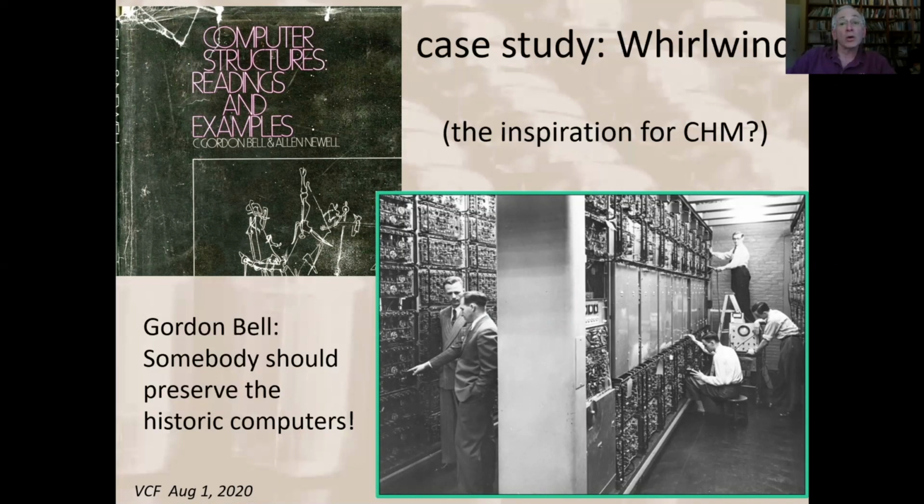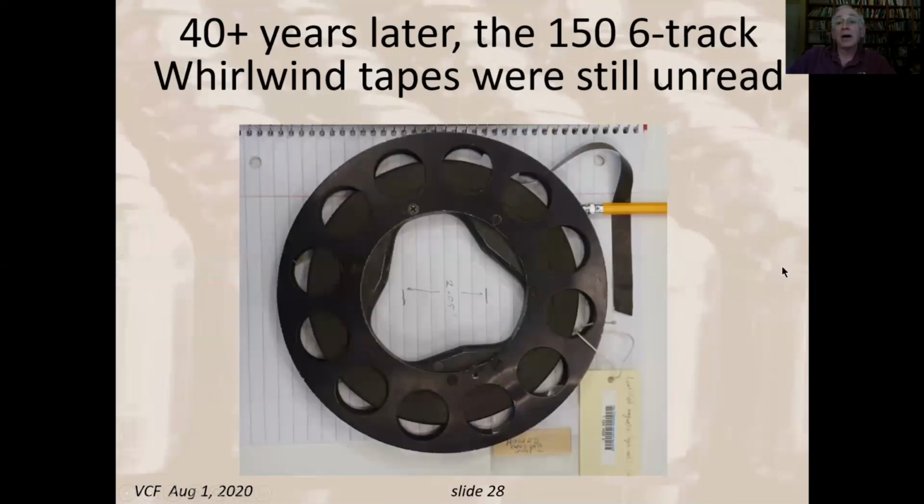Well, along with Whirlwind, which we now have in Mountain View, or at least large parts of it, there were about 150 tapes, mag tapes, that had been created on that machine, 6-track tapes, none of which had been read since the machine was in use. So we decided to try to apply this software-based decoding technique to the Whirlwind tapes.